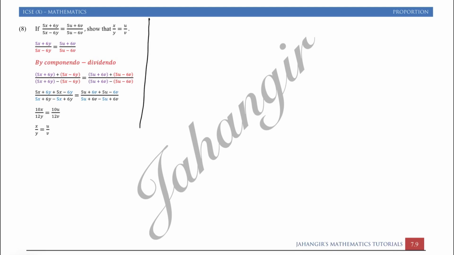Next question, again same pattern. This is quite a simple question. (5x plus 6y) upon (5x minus 6y) equals (5u plus 6v) upon (5u minus 6v). This exercise is very important. You have to prove x by y is equal to u upon v. So we will take it directly by componendo dividendo.